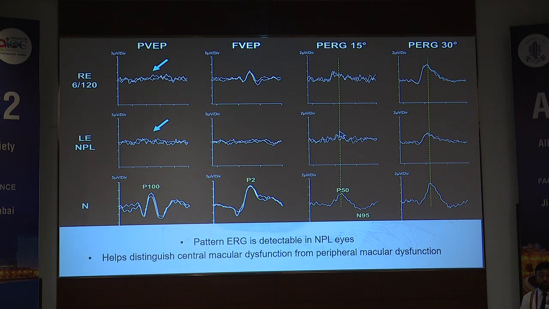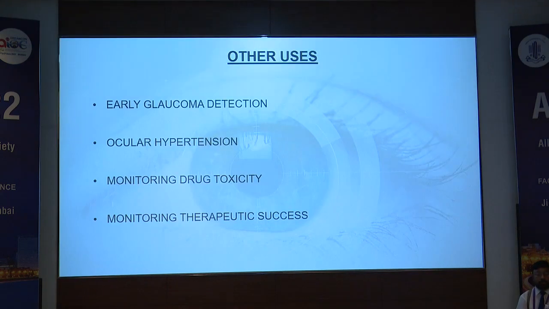Of note is that pattern ERG is also detectable in no PLIs, and it can also help you distinguish a central macular dysfunction from a peripheral macular dysfunction. For example, if the central pattern ERG of 15 degrees is abnormal, and if we increase the field to 30 degrees and it regains its normal amplitude, then the central macula is the one that is affected and not the peripheral macula.